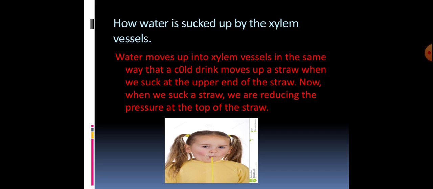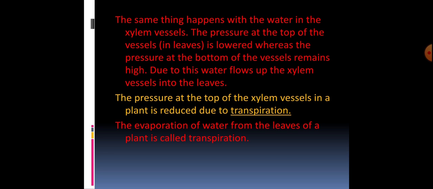The same process follows in xylem. Water moves up into the xylem vessels in the same way that a cold drink moves up a straw. Okay, students, let me explain more. The same thing happens in the xylem vessels: the pressure at the top of the vessel is lower, whereas the pressure at the bottom of the vessels remains high. Due to this, water flows up the xylem vessels into the leaves. Let me explain, students.